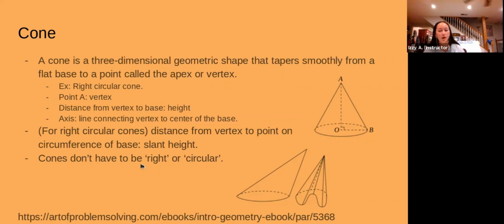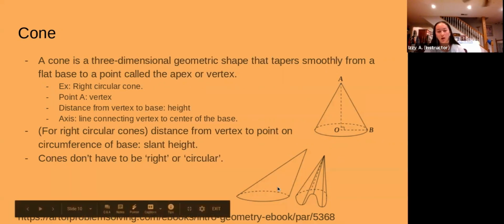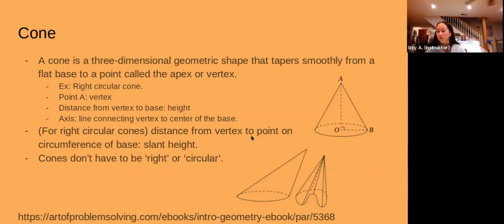And cones don't have to be right or circular. You could see that this is like a slanted cone, and this cone has a really weird looking base, as we saw with the previous weird looking cylinder. Okay, I'll leave this up here for a few more seconds, and then we can go on to the next slide.